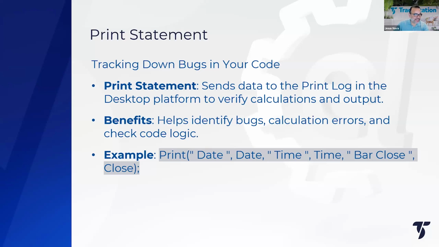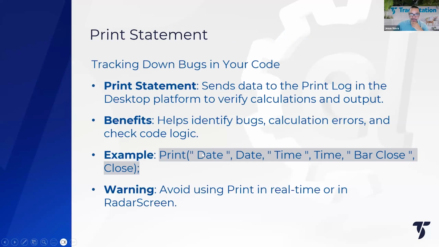An example of a print statement is what you see right here. Very straightforward. You just use the word print inside the EasyLanguage code, and inside parentheses, you just provide every expression that you want to be printed in the print log. For example, here we have the date.